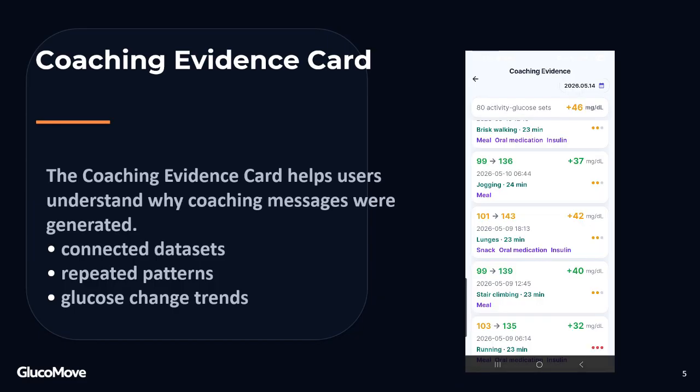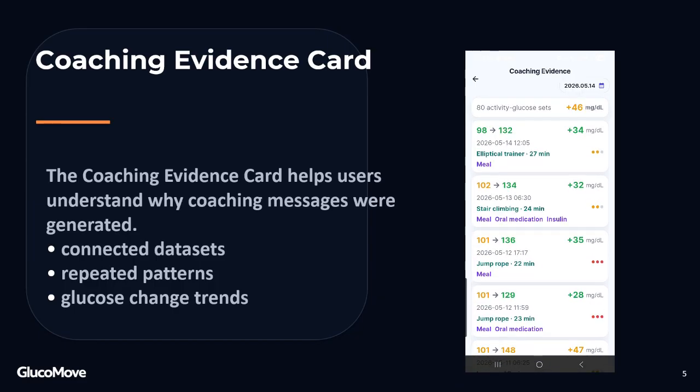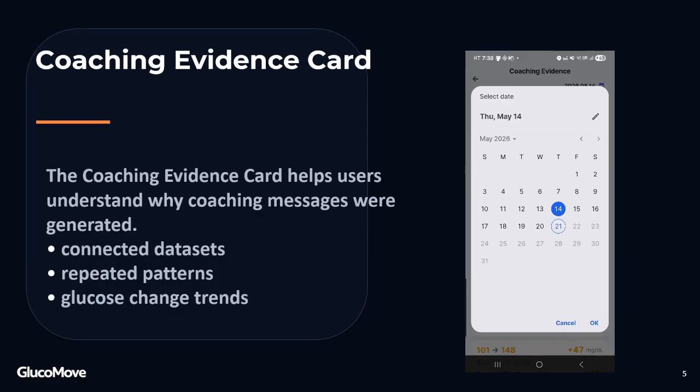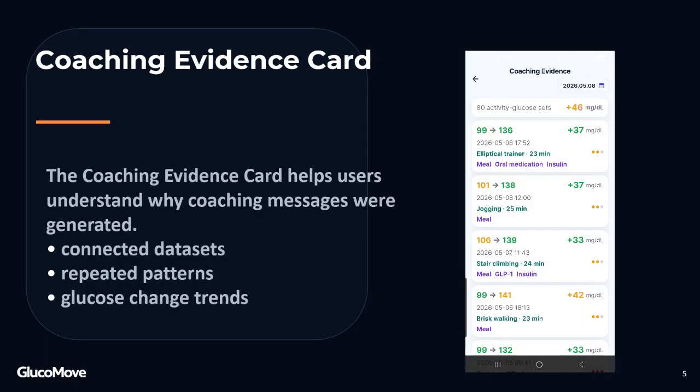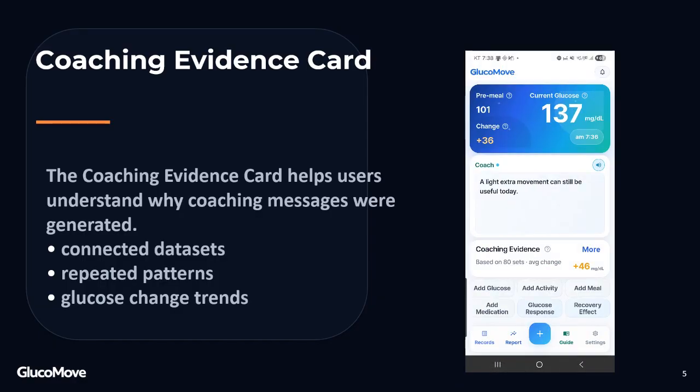Repeated datasets can help reveal how much glucose variation may improve after certain types of movement or behavioral routines. Over time, users can directly observe the importance of post-meal activity through their own data, patterns, and recovery trends.